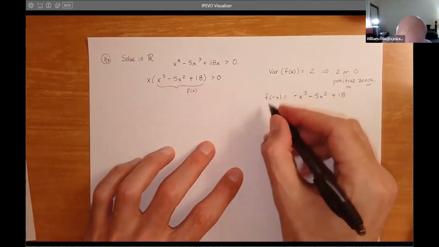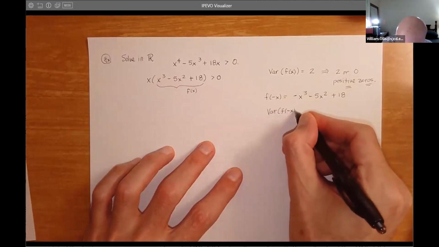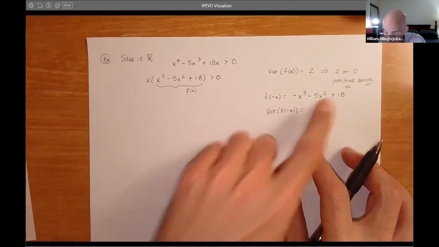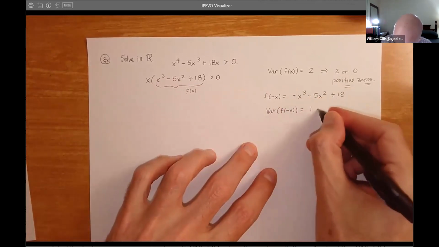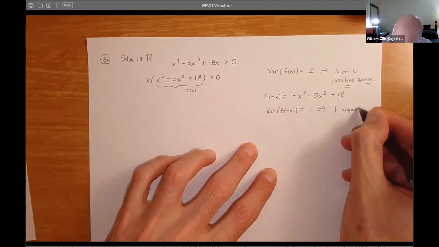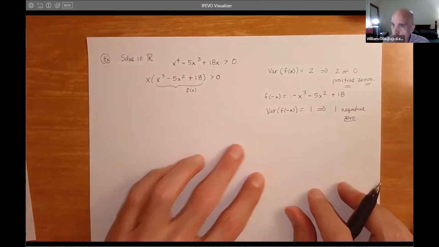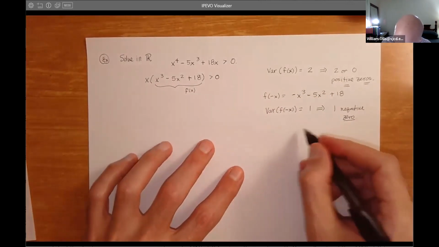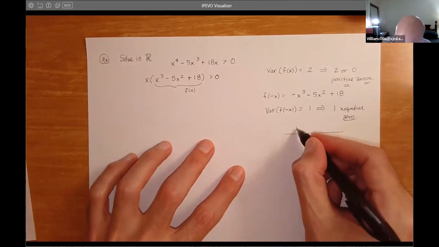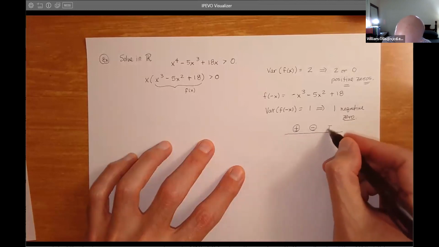Now let's look at this. Variation of f of negative x. Well, let's just start. No change, 1 change, 1. So this implies 1 negative zero. All right. So when we think about the disposition, let's just do it. We'll say plus, minus, and then we'll say imaginary.